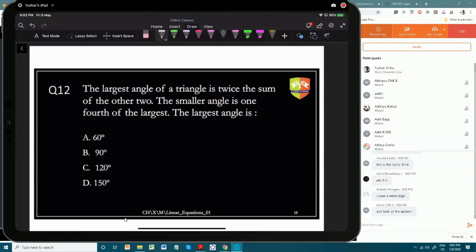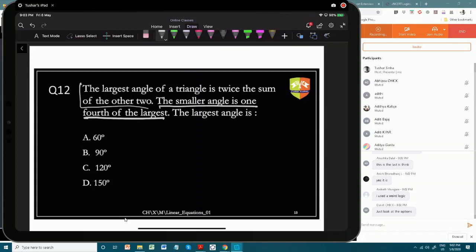So this is useless information. I have deliberately added that. You have to identify which one is useless information. The smallest angle is 1/4 of the largest will take away some time. Some people would have been involved in taking X and Y's and all that.